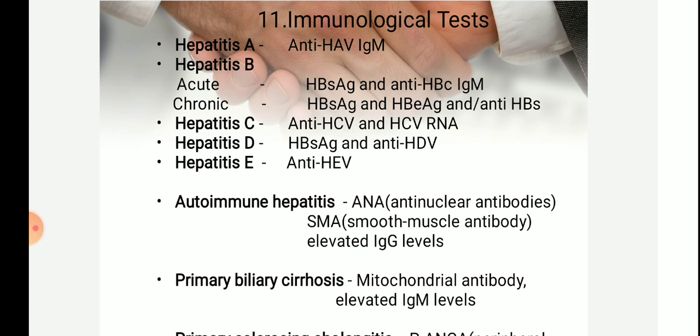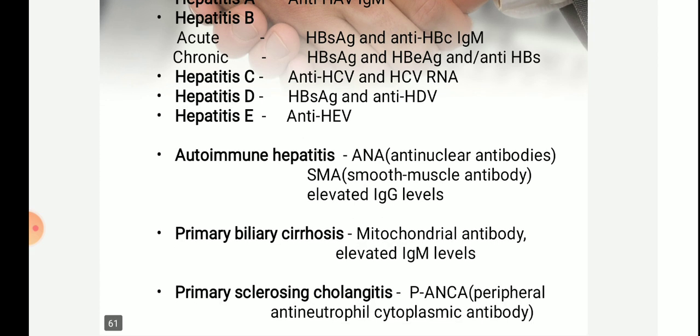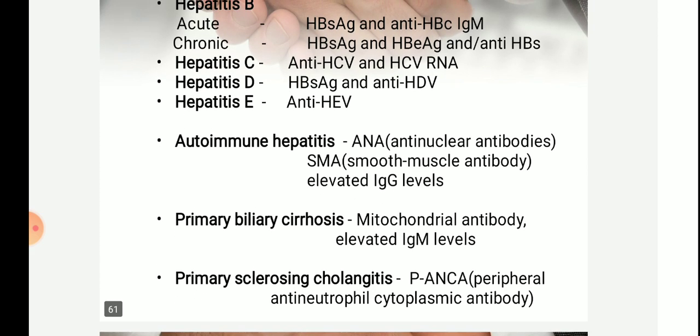The chronic: HBsAg and HBeAg and anti-HBs. Hepatitis C, hepatitis D, hepatitis E. So all these antibody tests are being performed here. So the antigen and antibody tests: anti-HCV, HBsAg, anti-HDV, anti-HEV. Autoimmune hepatitis, that is ANA, anti-nuclear antibodies, SMA, smooth muscle antibodies, elevated IgG levels.